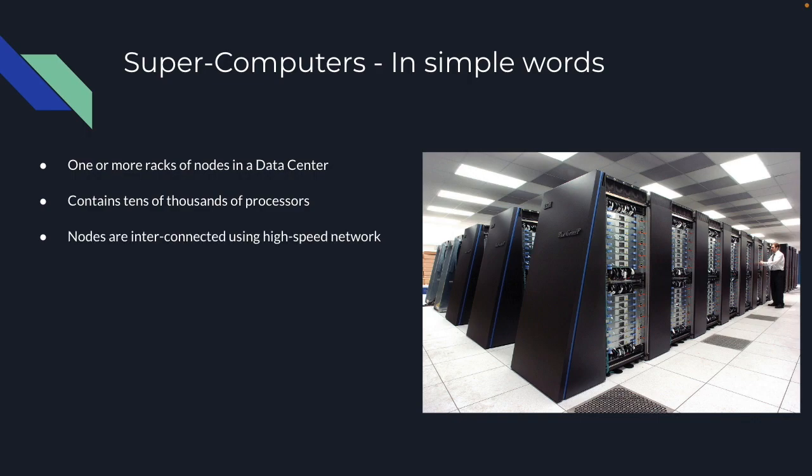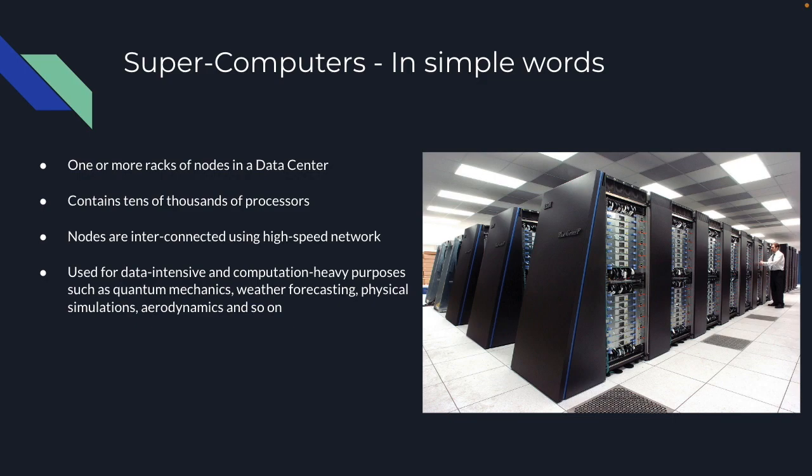The second thing is, nodes are interconnected using a high-speed network. That's crucial to remember. It will come in handy in the next few slides. And a supercomputer is usually used for data-intensive and computational heavy process, such as quantum mechanics, aerodynamics, physics simulation, weather forecasts, and the list goes on. So anything that requires a lot of horsepower to calculate the end result, that's a good candidate for a supercomputer, essentially.